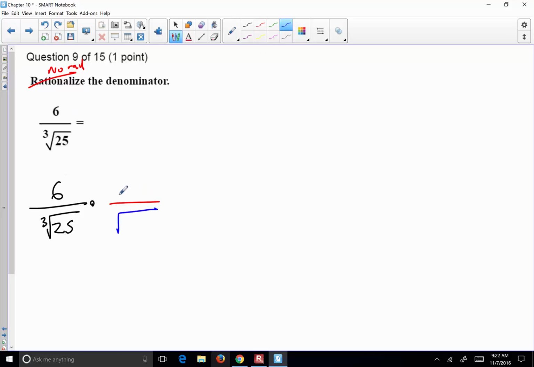I know it's going to be a radical, but first let's identify the index. What will be the index of these radicals? Of course it's going to be 3, right? It needs to be the same type. What number should 25 multiply so it can be perfectly paired off with this cube?